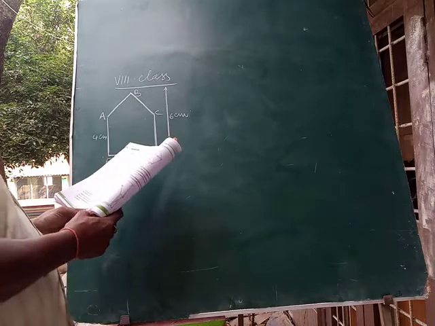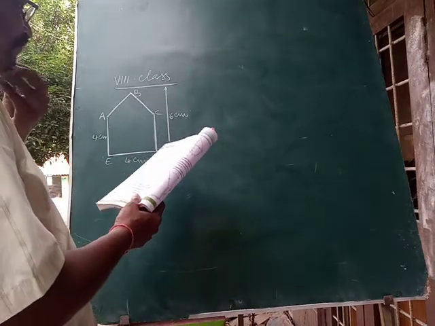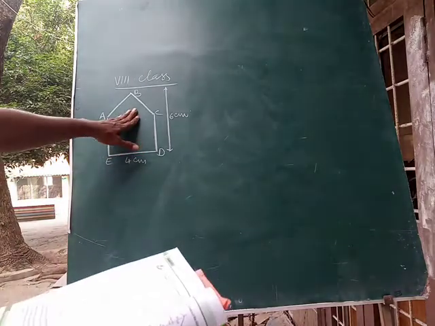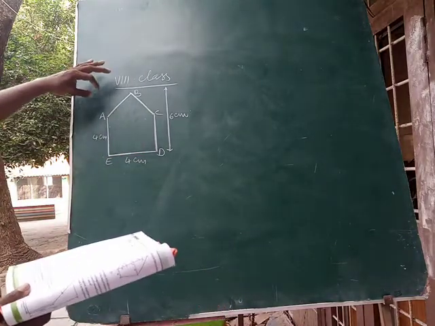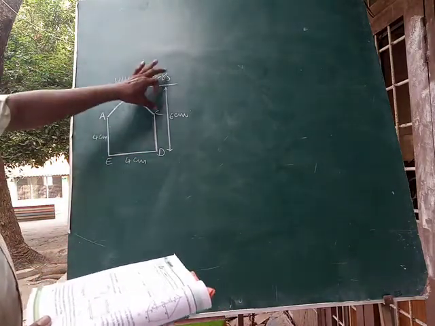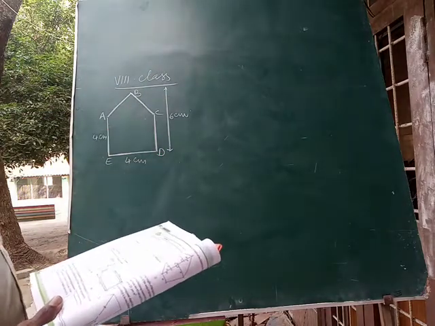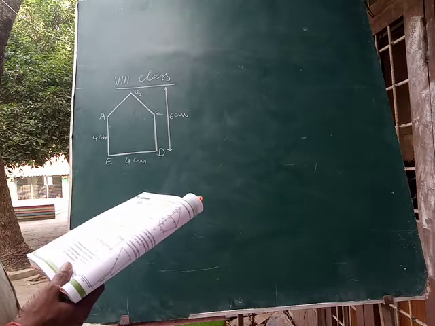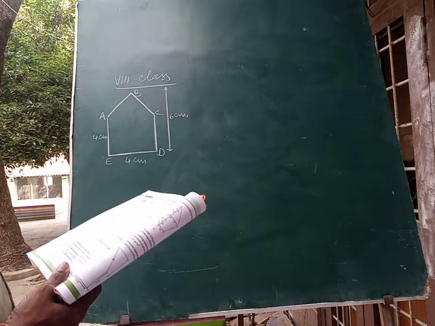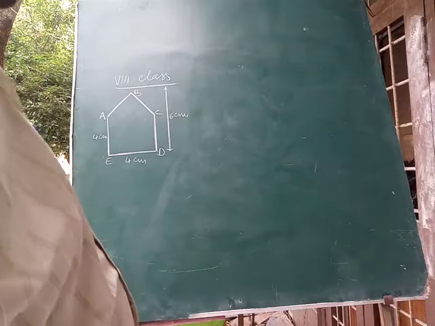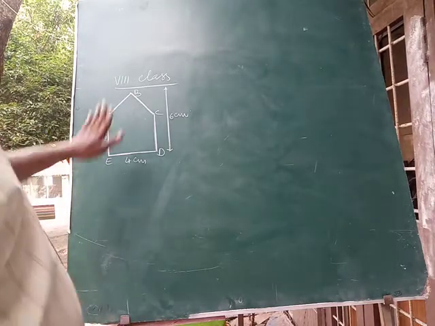This is a closed figure. See the figure. A, B, C, D, E are the vertices of the figure. The question is, find the area enclosed by each of the following figures. That is the question. How to find the area of this figure?